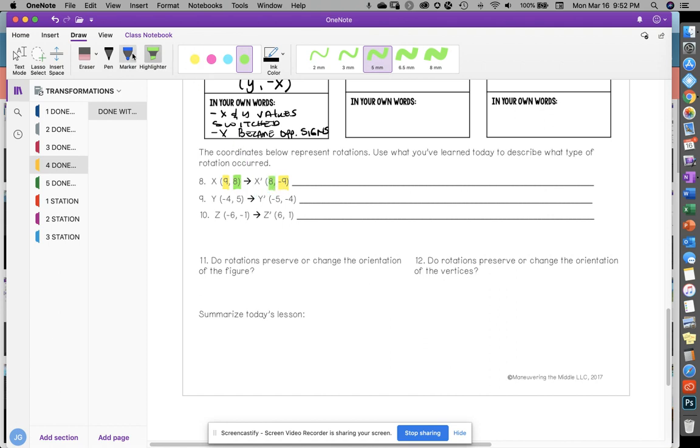So what happened there? Well, it kind of looks like the one I had just finished doing with you guys, where we obviously rotated 90 degrees clockwise, or you can say 270 degrees counterclockwise.